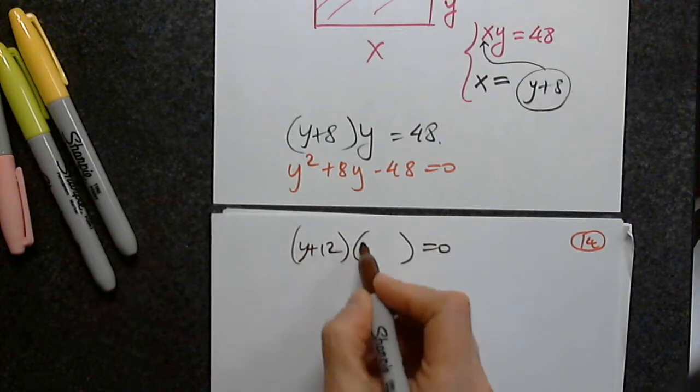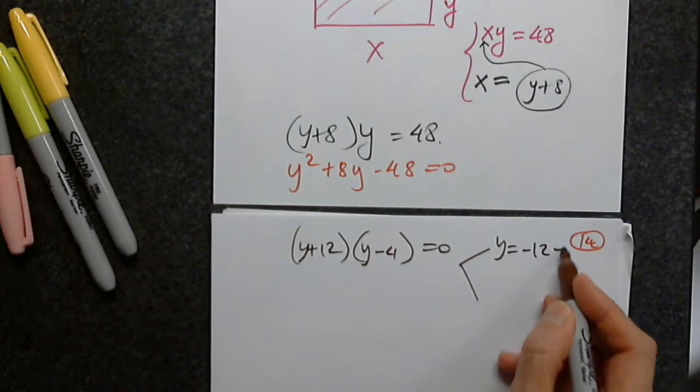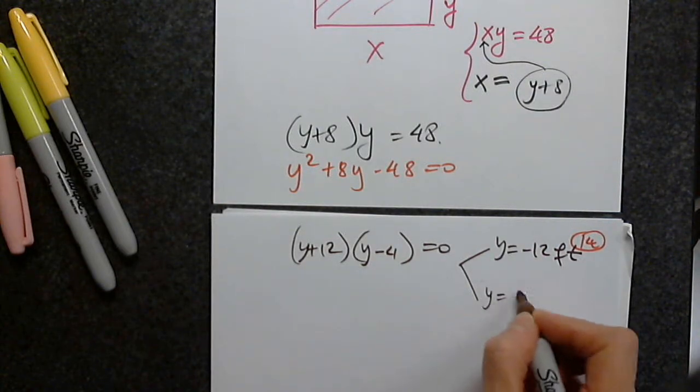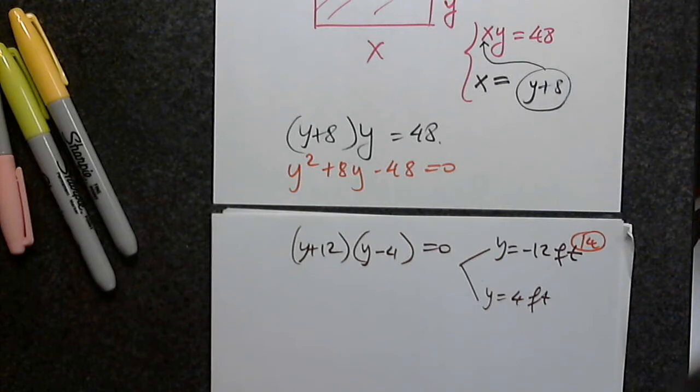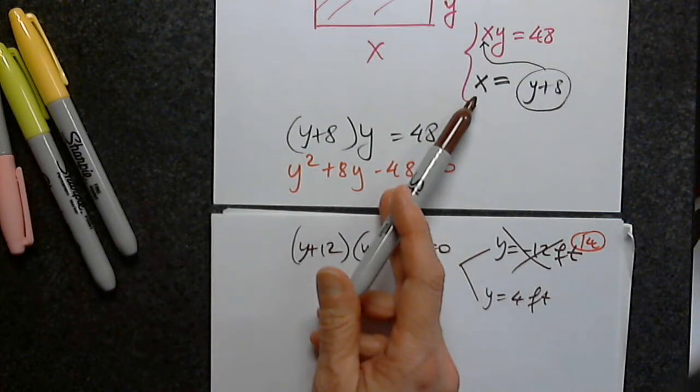So y plus 12, y minus 4. Then indeed we have y equals negative 12 feet and y equals 4 feet. Which of these two will you not accept? Good. And once we have y equals 4, what will I say about x?